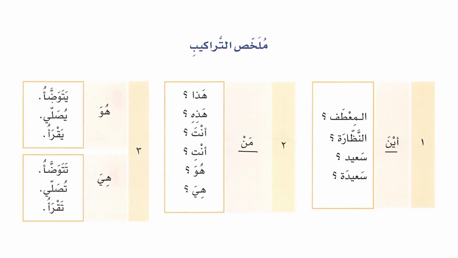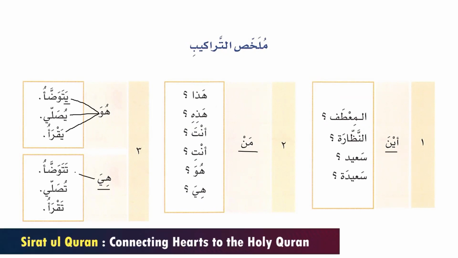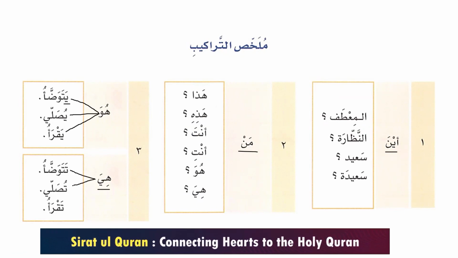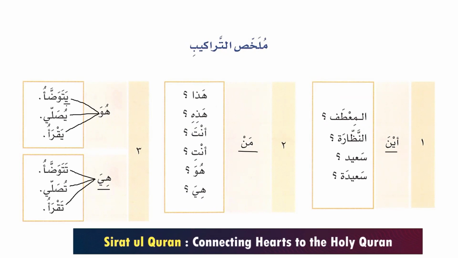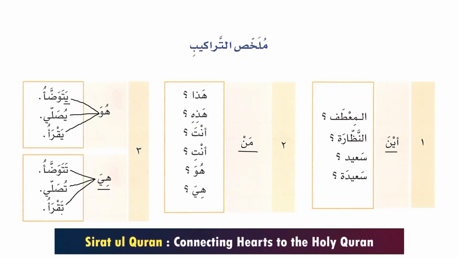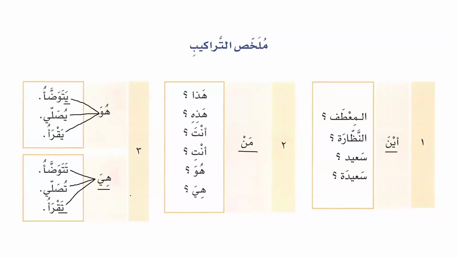Huwa yatawadda'u, this is something that we have learned in today's lesson. Huwa yatawadda'u, huwa yusalli, and huwa yaqra'u. So when we talk about the third person, we will start with ya, and then in the end you will see dhamma on that. Similarly, hiya, and for hiya we say hiya tatawadda'u, and hiya tusalli, and hiya taqra'u. So if you remember, I told you that with huwa we start the verb with ya, and for hiya we start the verb with ta.